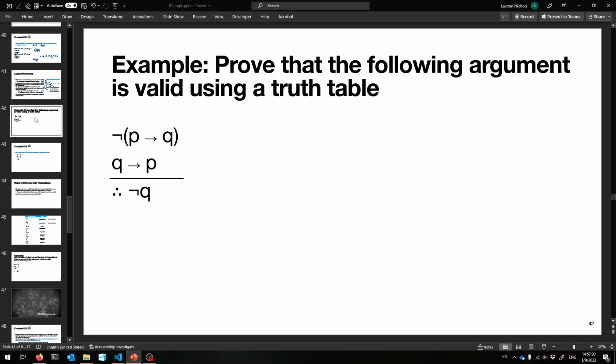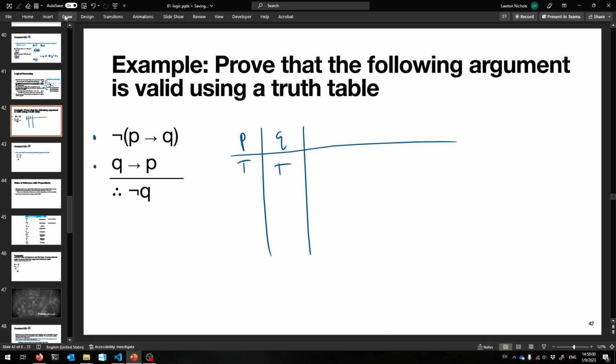So the easiest way to prove something is to use a truth table, at least for us right now. That's the easiest way to do things because we're comfortable with those probably by now. So here is an argument. Assume these two things above the line are true. Assume that it's not true that P implies Q, and assume that Q implies P, and show that it's always the case that not Q is true no matter what, under those assumptions. Here's how you can do that using a truth table. Let's try all the possibilities for P and Q: true, true, true, false, false, true, false, false.